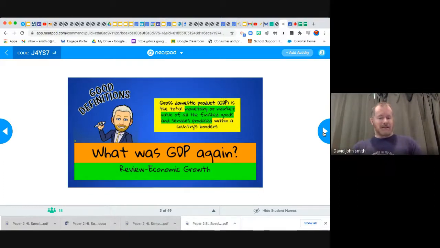What GDP worked out to be was the total monetary or market value of all of the finished products that are produced within your country's borders, usually within a year. And we calculate it on a per quarter basis.